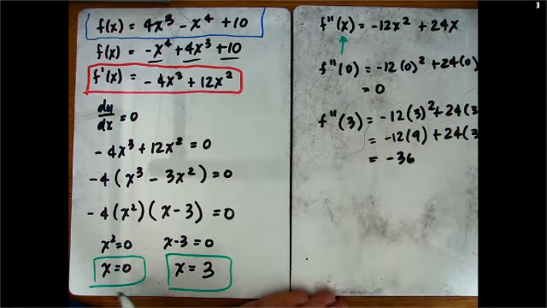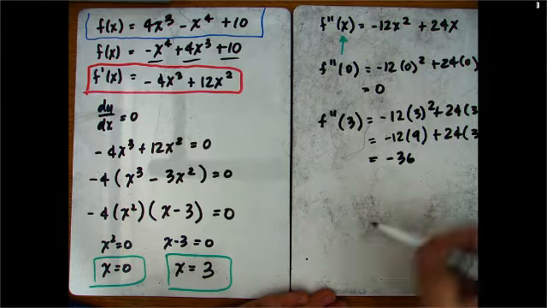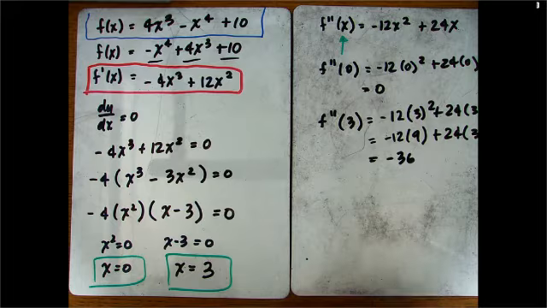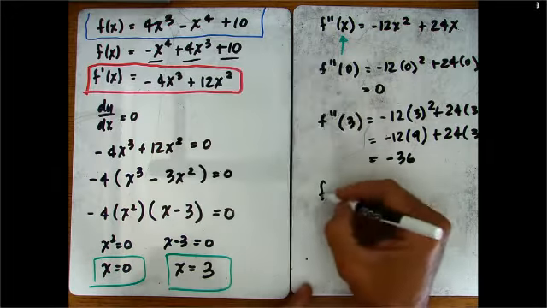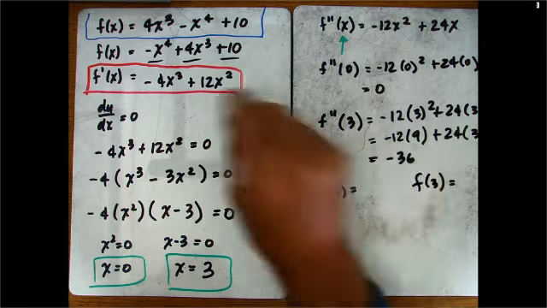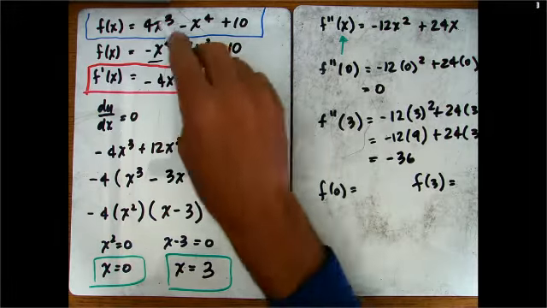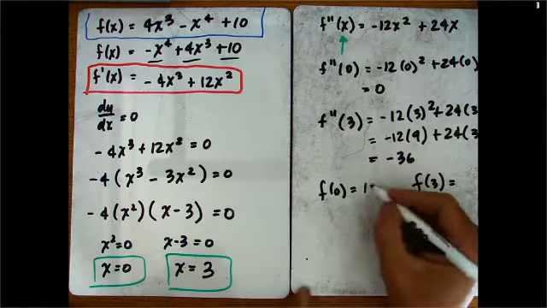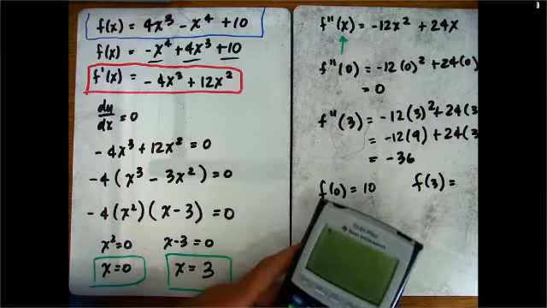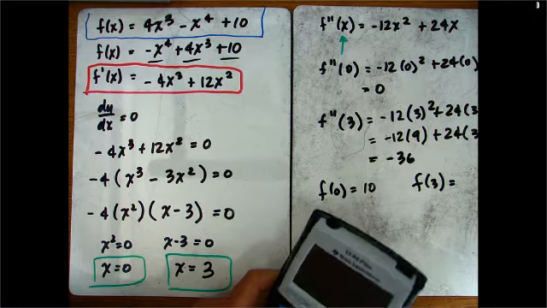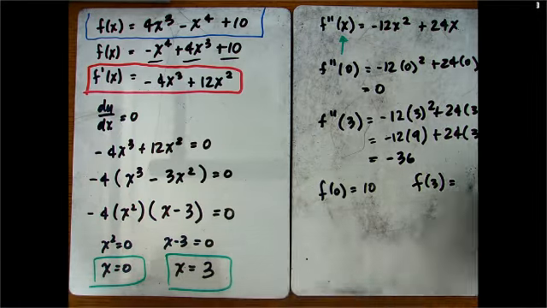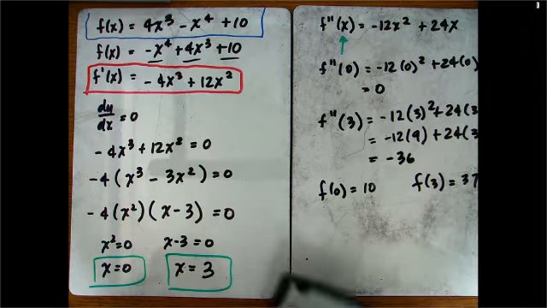We obviously know that there's some action happening at 0 and at 3. So let's put the function into the calculator and find out what f of 0 is and what f of 3 is. If I put 0 into the function, I can see quite quickly that it's 0 minus 0 plus 10. So f of 0 is 10. Now 3 is a little bit harder to evaluate, so I'll do that on my calculator. 4 times 3 raised to the third minus 3 raised to the fourth plus 10. So f of 3 turns out to be 37.